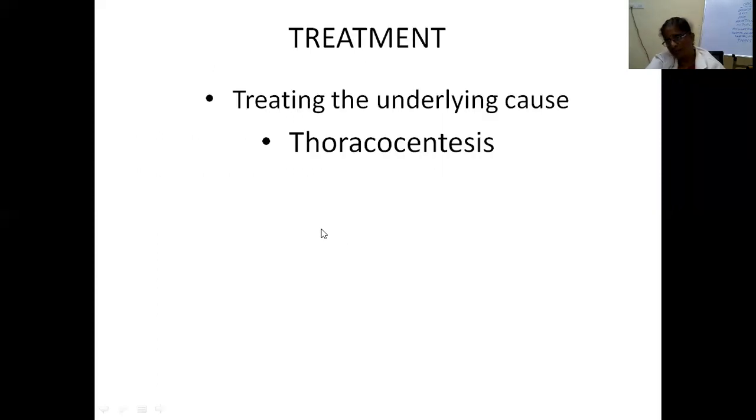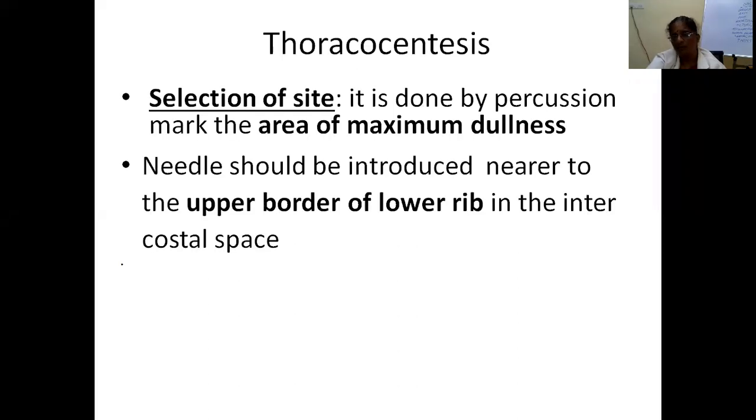So whatever the cause, whether it is transudate or exudate, the underlying cause should be treated for pleural effusion. And thoracocentesis, if patient is having moderate to severe effusions, we should go for thoracocentesis. For mild effusions, underlying cause treatment is sufficient for the fluid to be absorbed. But in case of moderate and severe cases, we should go for thoracocentesis. What is thoracocentesis? Thoracocentesis is aspiration of fluid from the thorax.